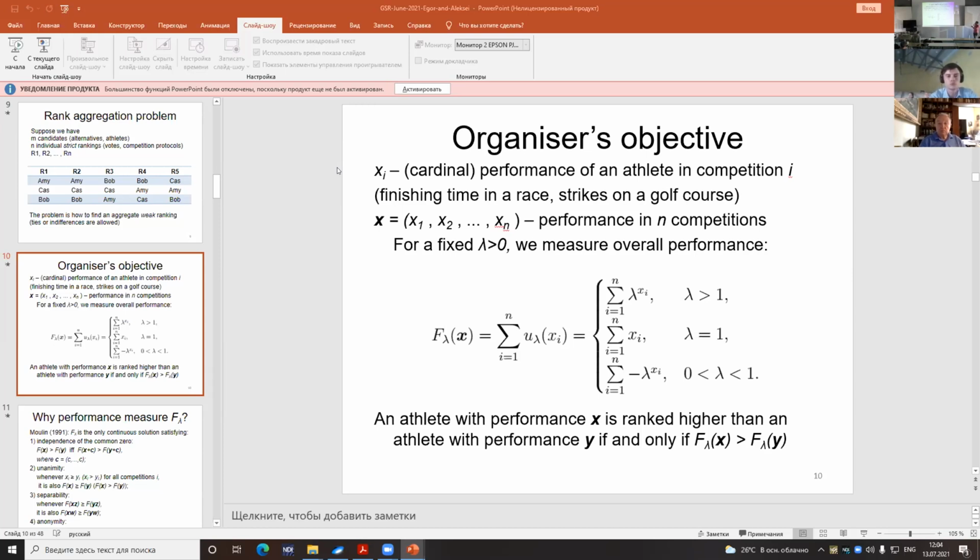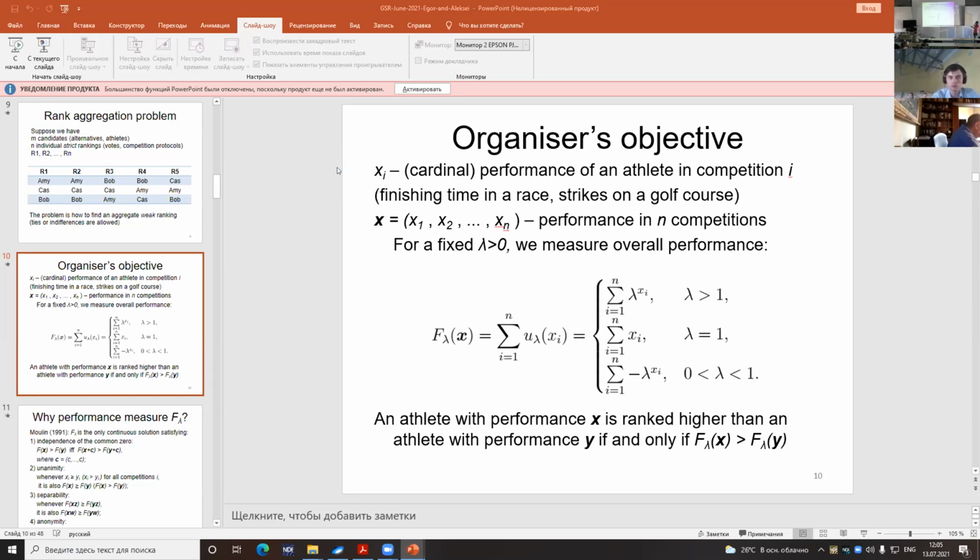So suppose some athlete showed n results in n individual races, and his cardinal performance is x bold. And then the organizer wants to evaluate the aggregate performance of this athlete during the full season. And we calculate it as a sum over all competitions from 1 to n of the utility of xi. So the utility function lambda of xi just transforms the cardinal performance xi in competition i to another scale measured in some utility.